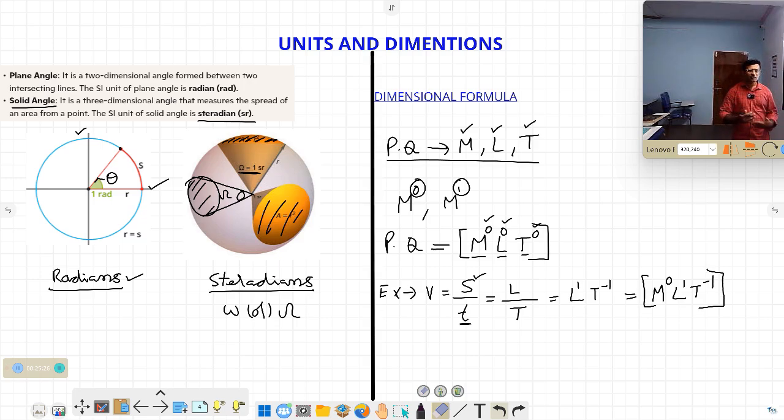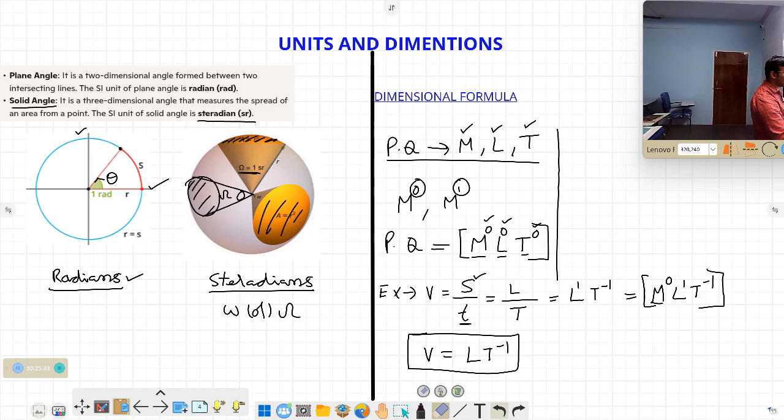After getting practice, no need to write the one which has 0 power. Directly you can write the velocity dimension formula as L1, that is LT minus 1. This is the way you have to practice converting physical quantities into fundamental quantities.